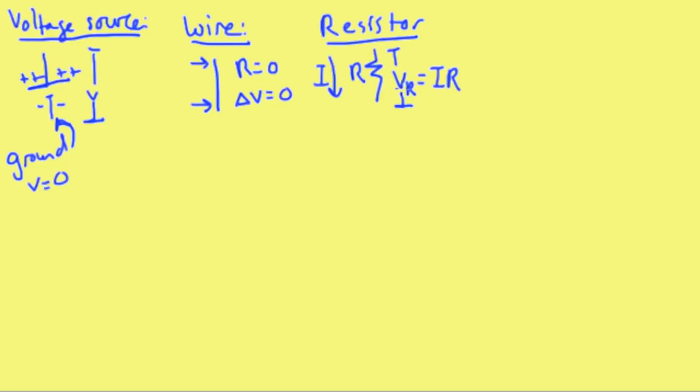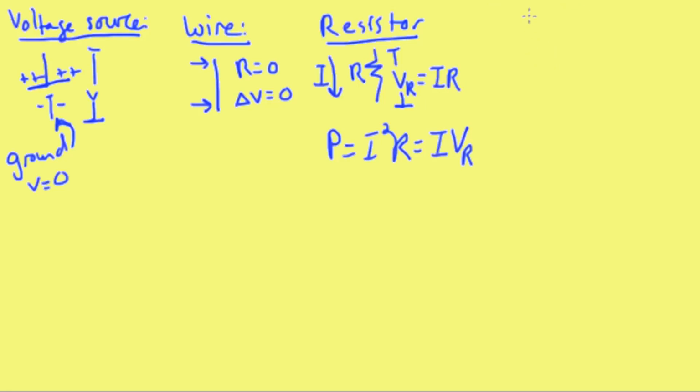Now, as I said, the point of a resistor is to dissipate energy into the environment, so we can quantify this by saying that the power dissipated by a resistor is equal to the current squared through that resistor times its resistance, or the current through the resistor times the voltage difference across that resistor.